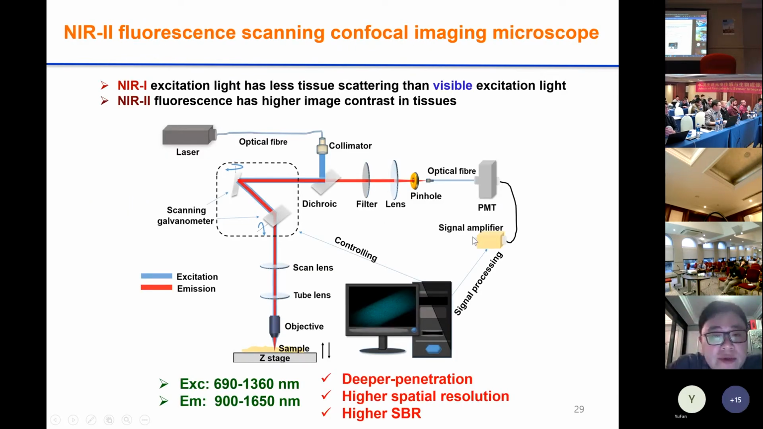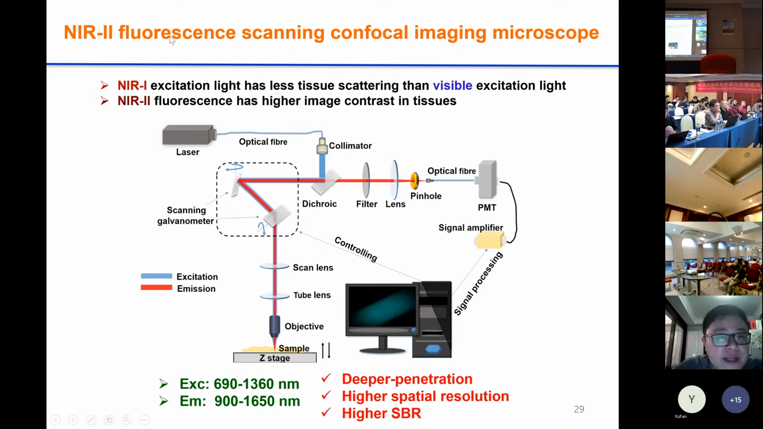For the confocal microscope, I think most of you are very familiar. It is based on the point excitation and point detection mode. So compared with the wide field microscope, it has higher spatial resolution, but it also sacrifices the temporal resolution. For the traditional confocal microscope, its fluorescence emission is in the visible or near NIR-I window, so it cannot penetrate so deep and can only be used for the observation of cells and thin tissues.